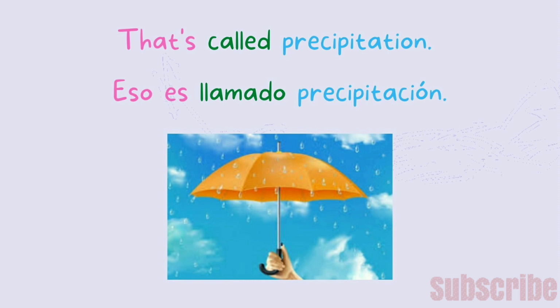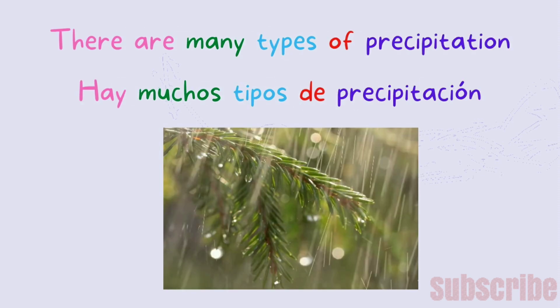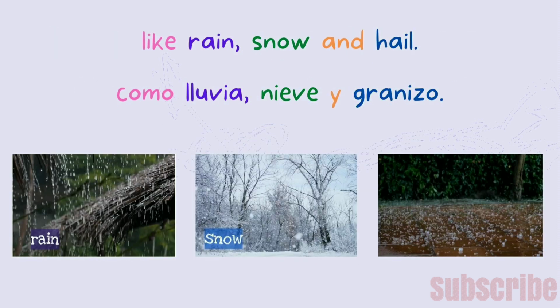That's called precipitation. There are many types of precipitation, like rain, snow, and hail.